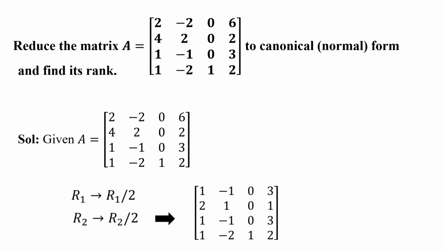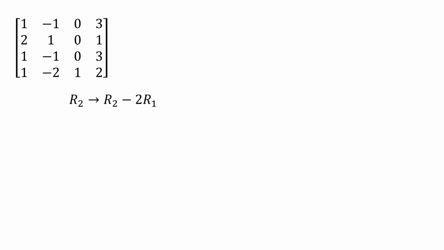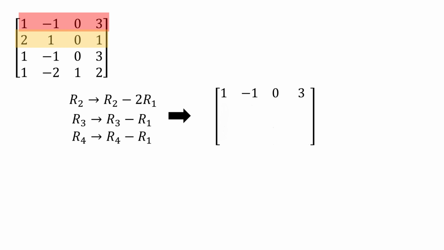Now our next aim is to make these elements as zeros using R1. So the operations will be changing R2 as R2 minus 2R1, R3 as R3 minus R1, R4 as R4 minus R1. The first row will be written as it is. For the second row, we are subtracting second row minus 2 times first row. So it will be 2 minus 2, 1 plus 2, 0 minus 0, 1 minus 6.